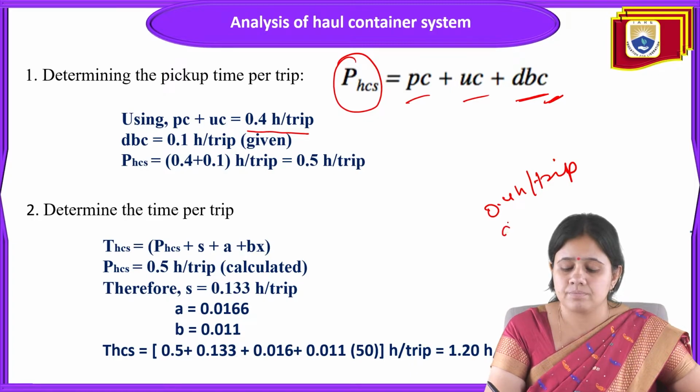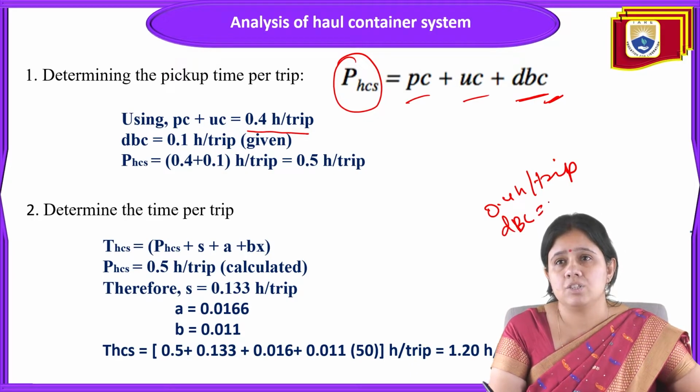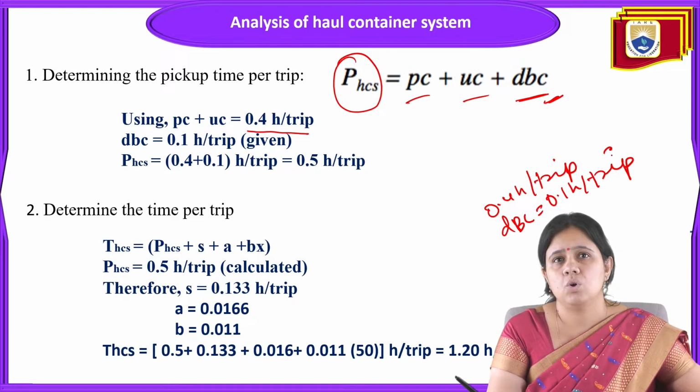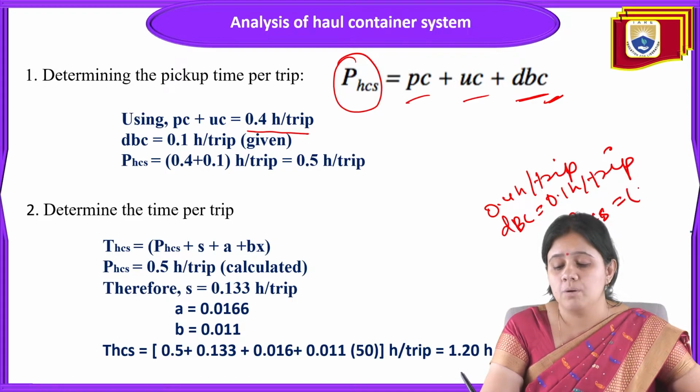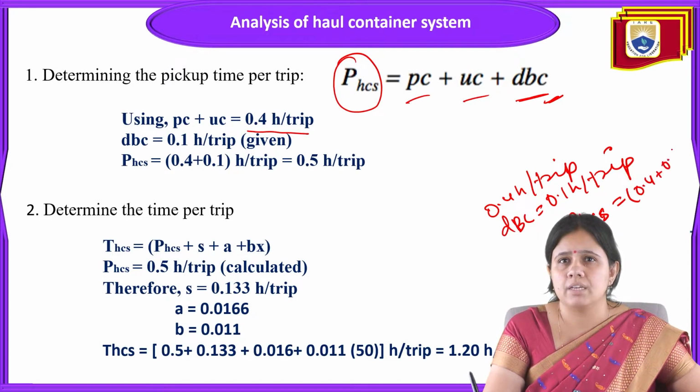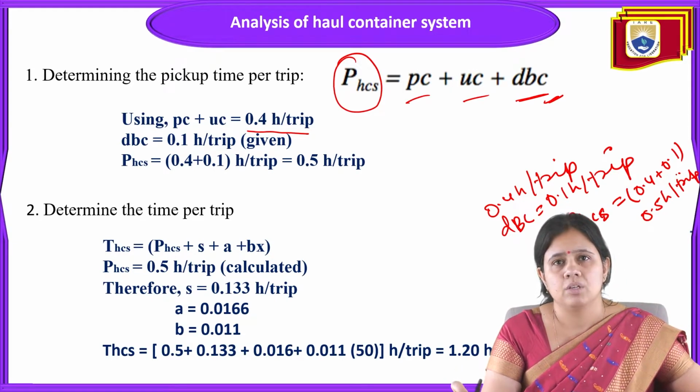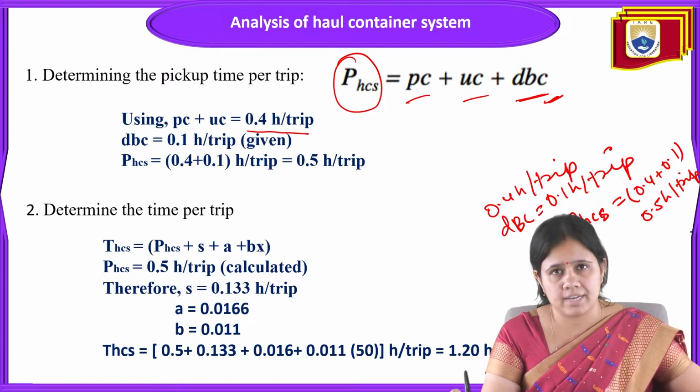So the DBC is equal to 0.1 hour per trip, and it is already given. So the pickup and hauling of the whole container system is equal to 0.4 plus 0.1, which is equal to 0.5 hours per trip. That means it will take half an hour in a trip. And now we come to the second part.